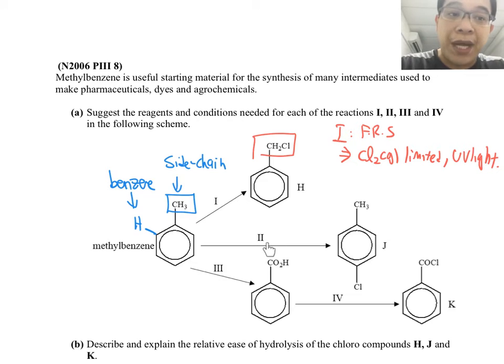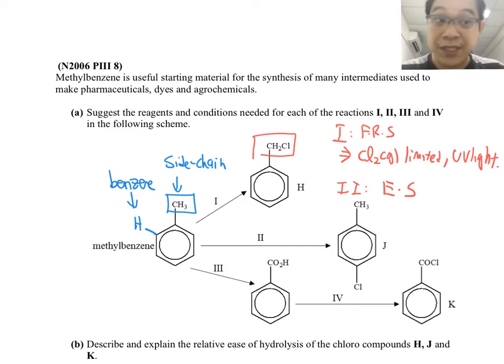Now, if you look at the second part, where is the next reaction taking place for the Cl substitution? It takes place on the benzene ring, on this position. Do not worry about how come you substitute here instead of here. It doesn't matter. The most important thing is that it's the hydrogen on the benzene ring. Any reaction that takes place on the benzene ring, especially a substitution, is called electrophilic substitution, ES. Now, for electrophilic substitution, what are the reagent and conditions?